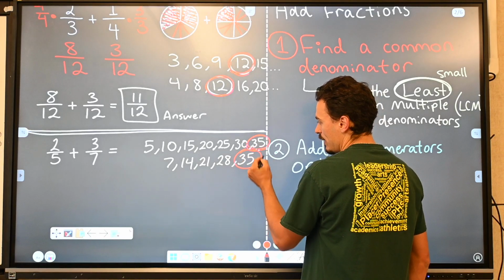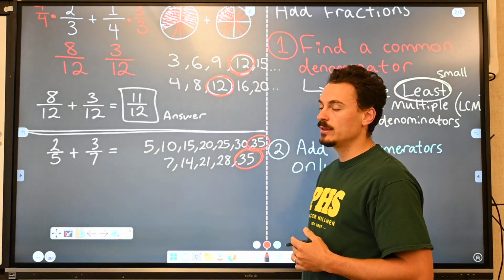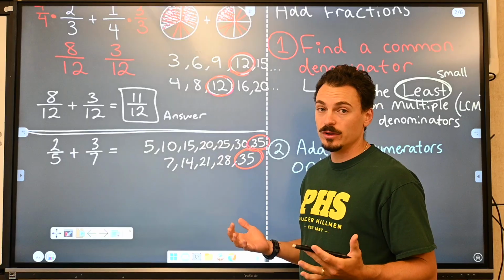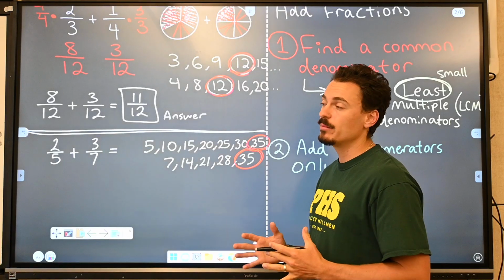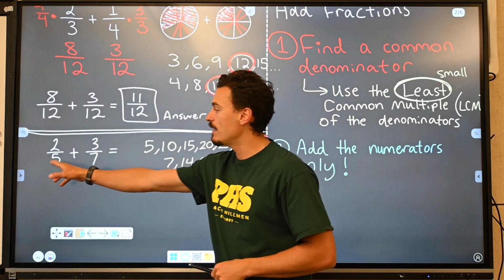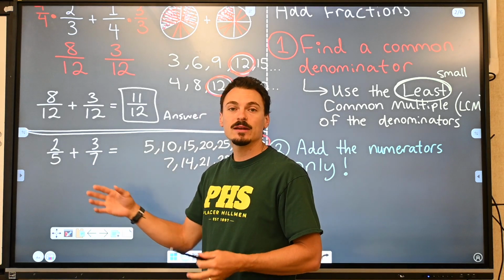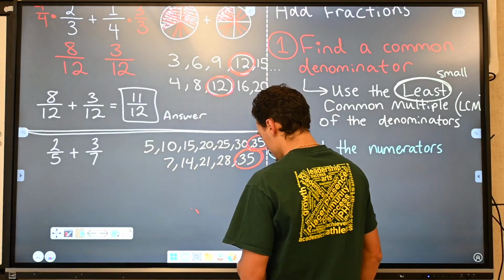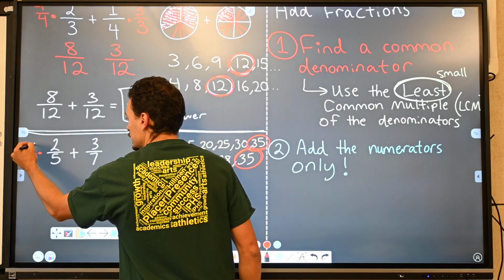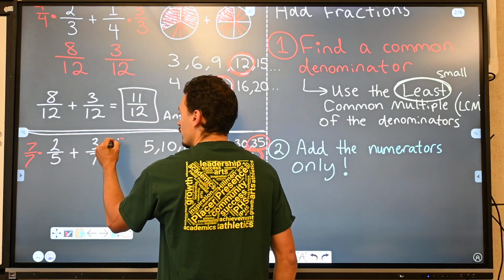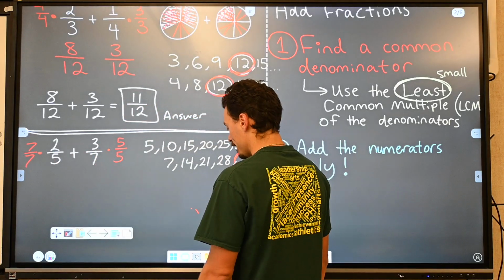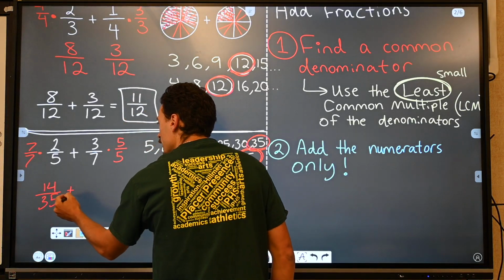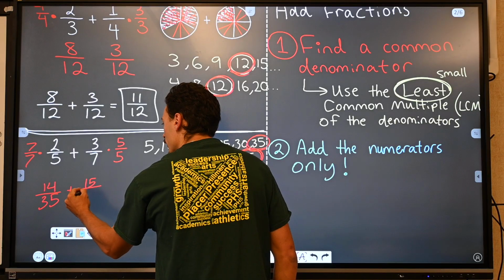35 and 35. Now, the fastest way to do this mentally would be, first of all, you could use a multiplication chart if you have one, but to do it mentally, you could take the 5 and the 7 and multiply each other, and that automatically gives you a common denominator. So we have 7 over 7, 5 over 5. This gives us 14 over 35. 35 is our number, plus 15 over 35.